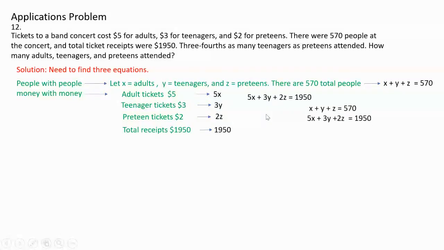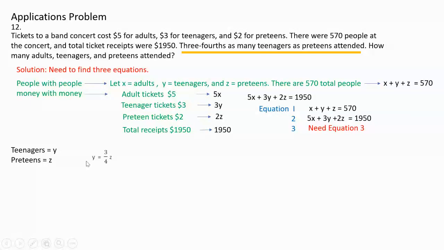So then we're going to add 5x plus 3y plus 2z equals 1950. So I already got equations 1 and 2, but we're missing 3. Okay? So now, how do we find equation 3? The last sentence here, well, second to last sentence, is where we find equation 3. 3/4 as many teenagers as preteens attended. Okay? So since teenagers is y and preteens is z, this is how you write it.